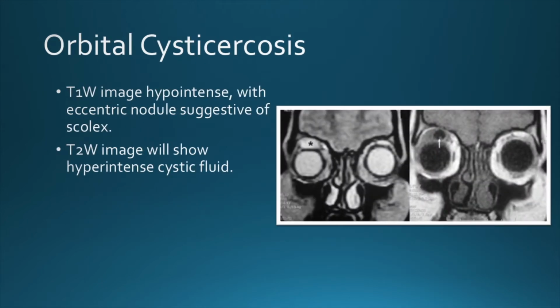In orbital cysticercosis, the cystic lesion on T1 weighted image will appear darker, like other fluids, and in T2 weighted image, it will be hyperintense. Here, the cystic lesion is seen in the superior rectus muscle with eccentric nodules suggestive of scolex and hypointense cystic fluid, and the similar lesion is seen as hyperintense on T2 weighted imaging, suggestive of fluid in the lesion.